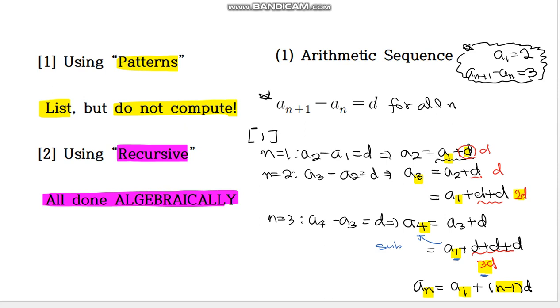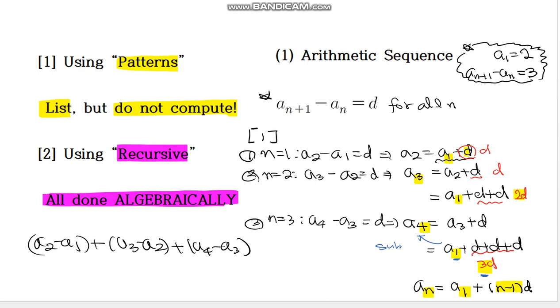That's it. So now as you see, A2 minus A1 is D, A3 minus A2 is D, and A4 minus A3 is D, right? Now, I wrote them vertically like this, but how about I write them horizontally? So let's just say this is number 1, this is number 2, and this is number 3. If I write them horizontally, then it's A2 minus A1 plus A3 minus A2 plus A4 minus A3 and so on and so forth until you reach An minus An-1, right?